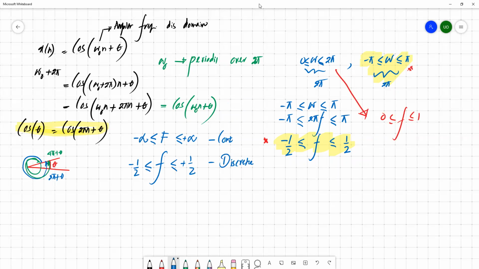Okay, what is actually happening here? Can somebody tell me what's the real meaning of this? Anyone have an idea? No?